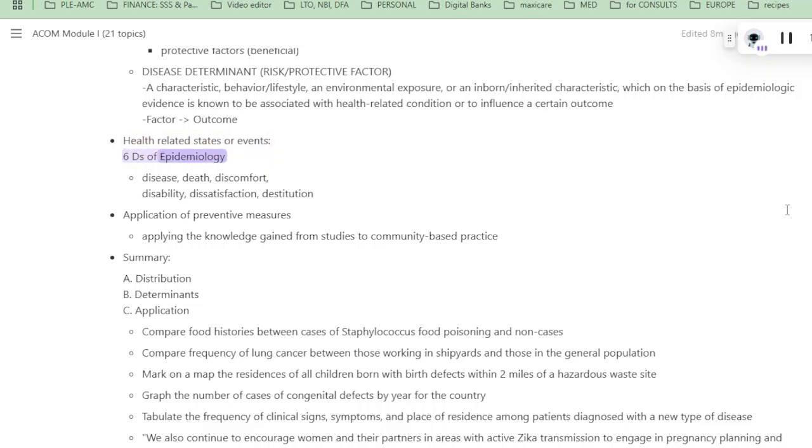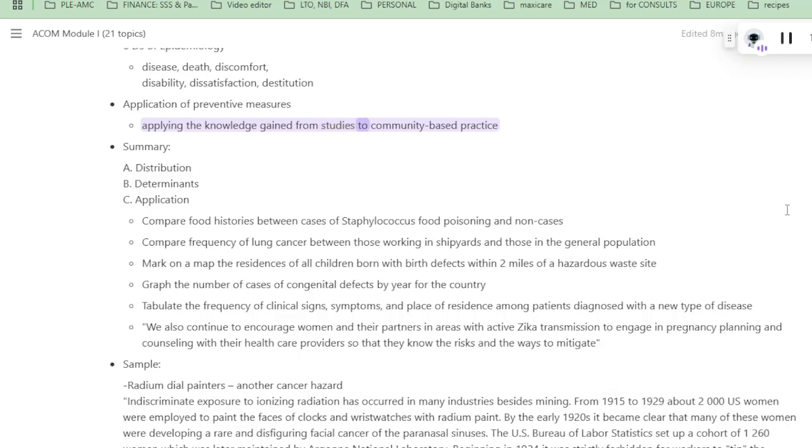The 6Ds of epidemiology: disease, death, discomfort, disability, dissatisfaction, destitution. Application of preventive measures: applying the knowledge gained from studies to community-based practice. Summary: A. Distribution. B. Determinants. C. Application.